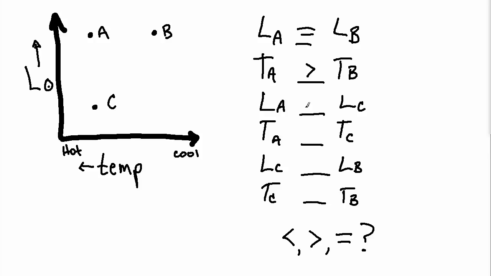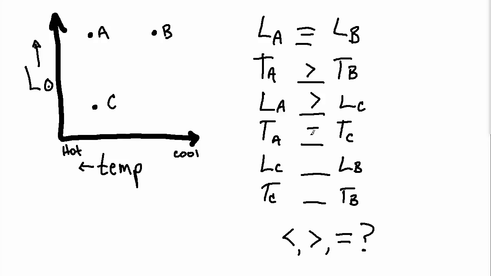If we compare the luminosity of A to the luminosity of C, we see that A is much higher up on the luminosity axis, indicating that it gives off much more energy. So the luminosity of A is greater than the luminosity of C. If we compare the temperature of A to the temperature of C, we see that these two objects are aligned vertically, so they intersect the temperature axis at the same location. So the temperature of A is equal to the temperature of C.